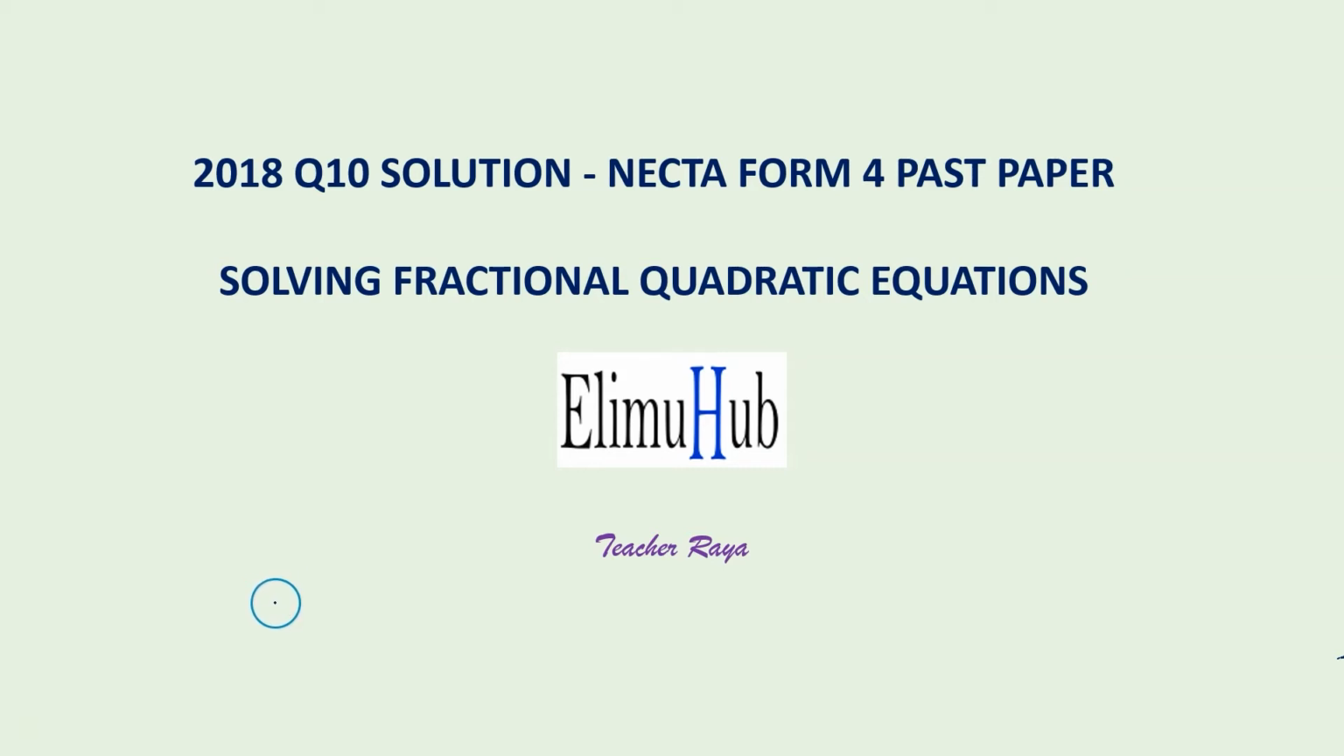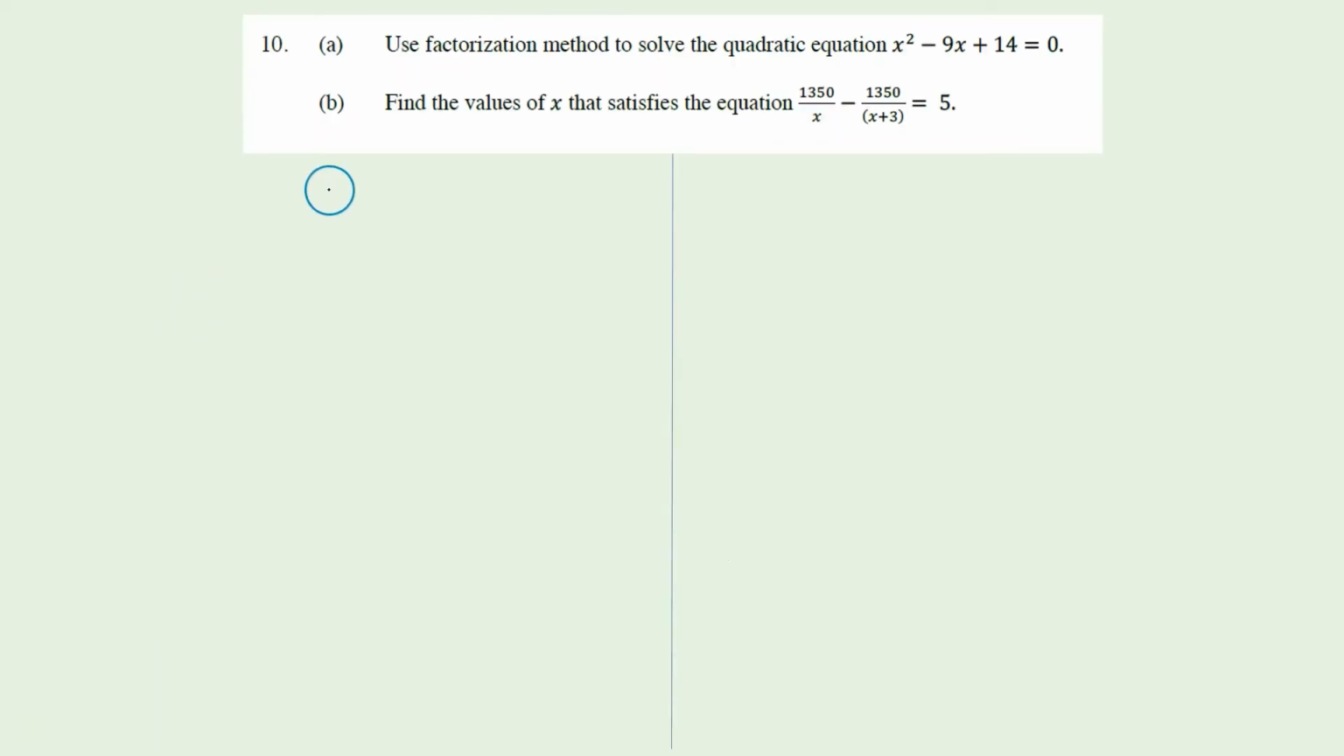I'm going to solve question 10 from NECTA Form 4 2018 past paper. So the question involves solving quadratic equations, one of which is a fractional equation. Now for 10a, we are told to use the factorization method to solve the quadratic equation x squared minus 9x plus 14 equals 0. So let's start with 10a.